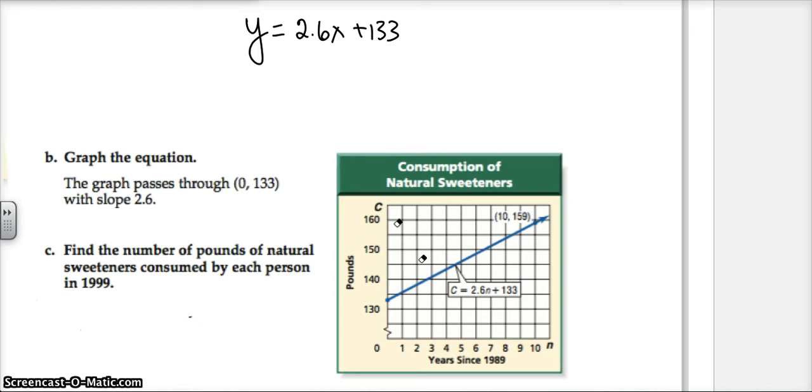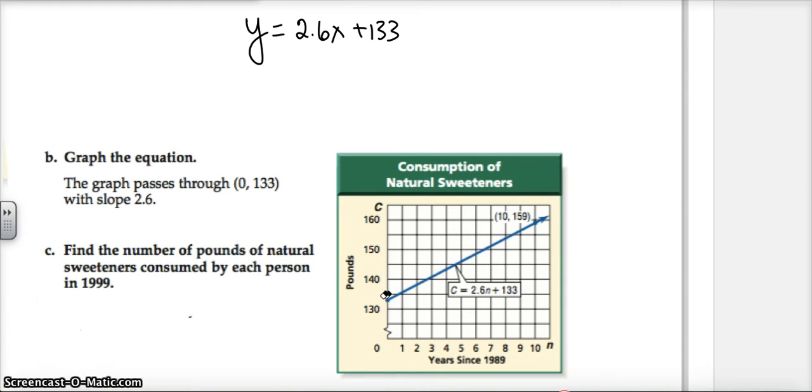Voila. They use C as the amount of consumption and N as the number of years since 1989, and they came up with the same equation we did. If we were to graph this, which I'm just not going to, it's because a slope of 2.6 is a little bit hard, and they did such a beautiful graph, so why not just use the graph that's in the textbook? So here it is, my friends.